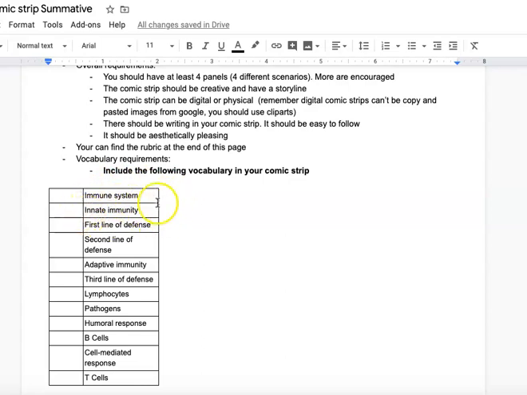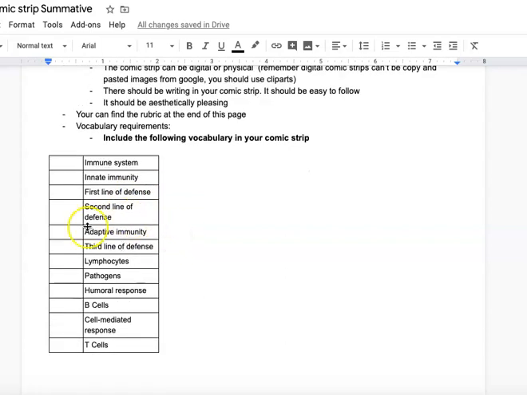You should write innate immunity. Remember, this is your first and second line of defense, so innate immunity should be in the panels of the first and second line of defense and how that pathogen is crossing those defenses. Adaptive immunity, third line of defense, okay?